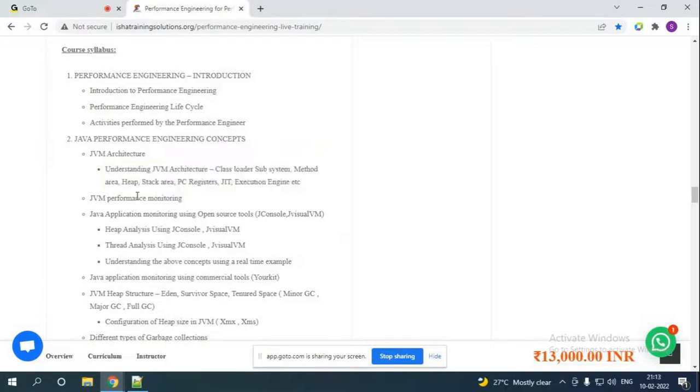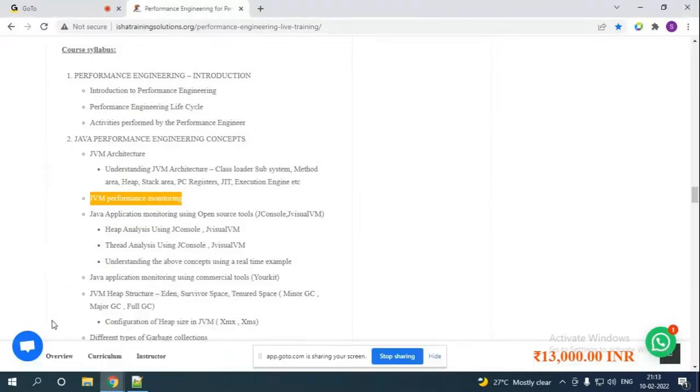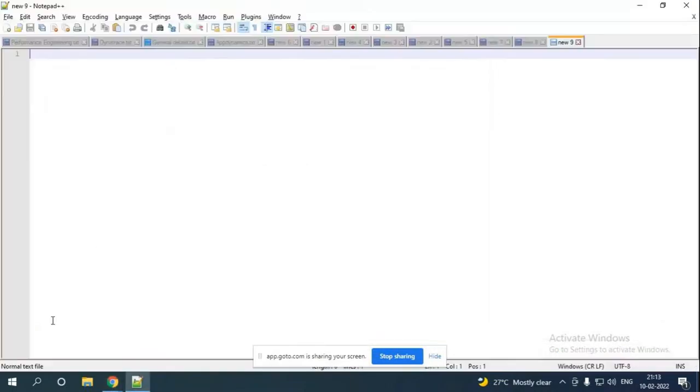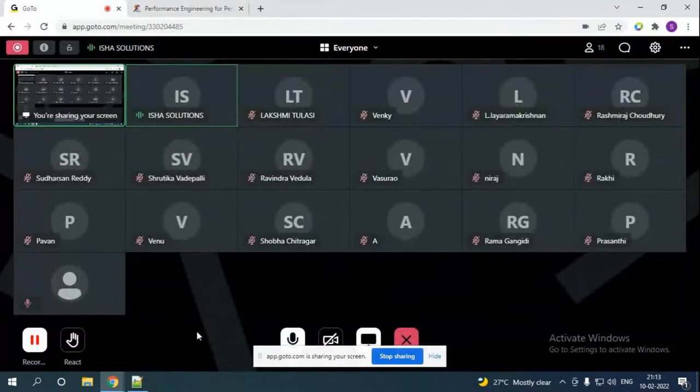And the next thing is JVM performance monitoring. Very important, guys. When you are running some Java program, it is running on the JVM. Every Java program will be running on the JVM. So while running in the JVM, how your heap is behaving, how your thread is behaving, how your garbage collection is behaving. Important concepts. This is what I told you in interviews: people will check whether you have an understanding of these things, right?